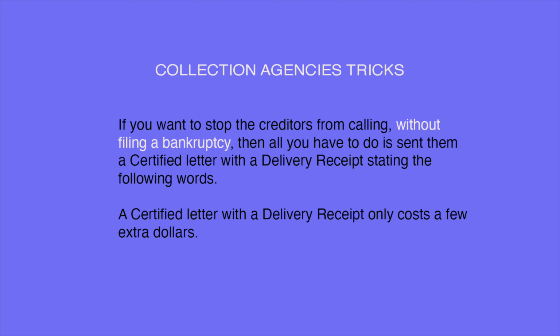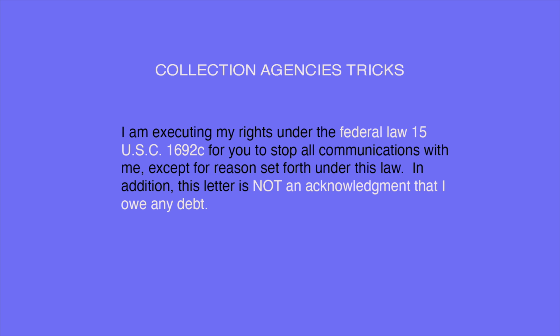Collection agencies' tricks. If you want to stop the creditors from calling without filing a bankruptcy, then all you have to do is send them a certified letter with a delivery receipt stating the following words. A certified letter with a delivery receipt only costs a few extra dollars. I am executing my rights under the Federal Law 15 U.S.C. 1692c for you to stop all communication with me, except for reasons set forth under this law. In addition, this letter is not an acknowledgement that I owe any debt.